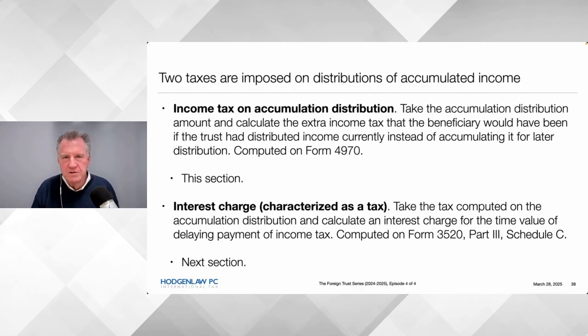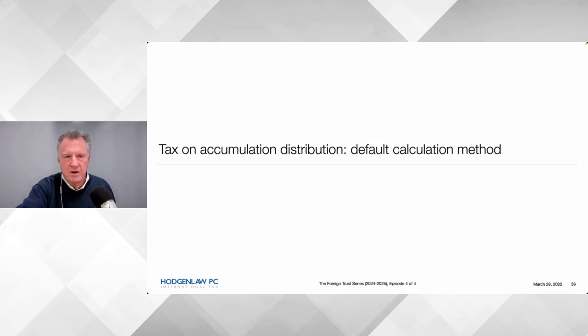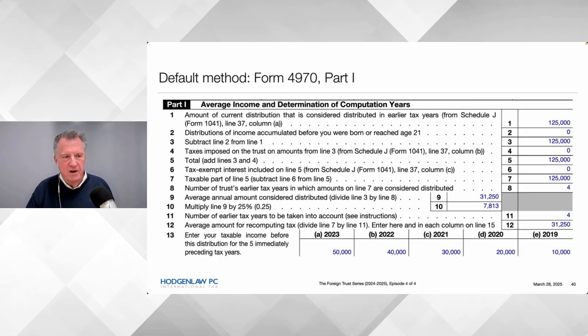We'll do first the Form 4970, which is calculating the tax on the accumulation distribution. We'll take that output. We'll go back to Form 3520, Part 3, Schedule C, use that output for how much the tax is to compute the interest charge. So let's do the default calculation method.